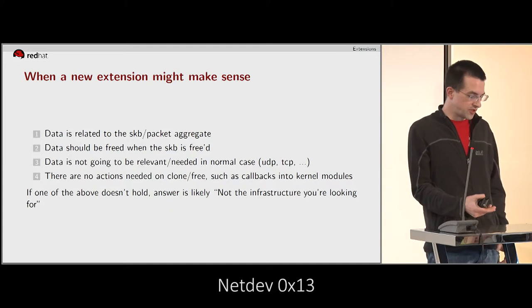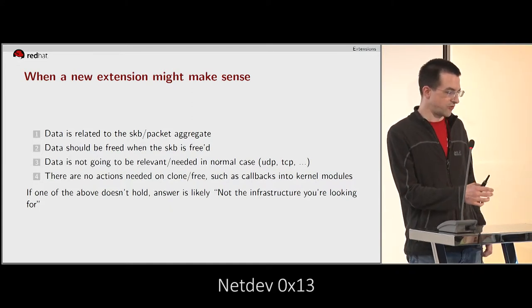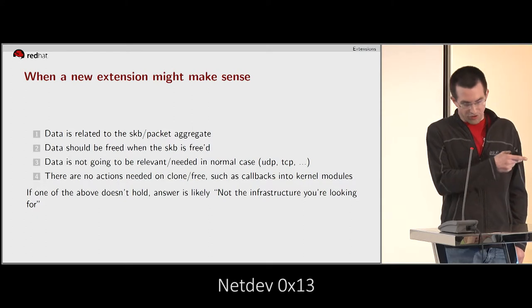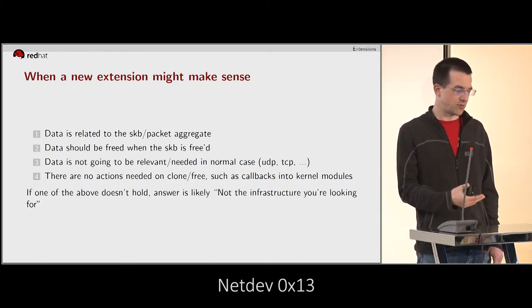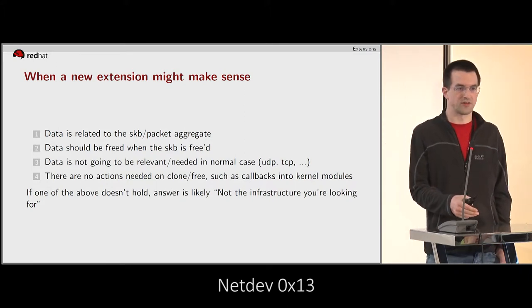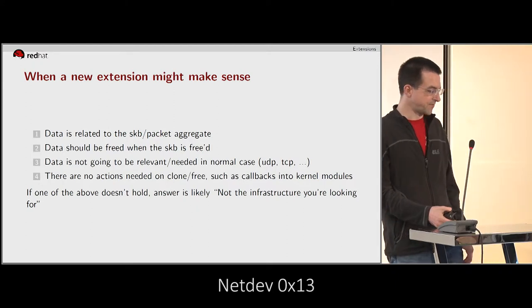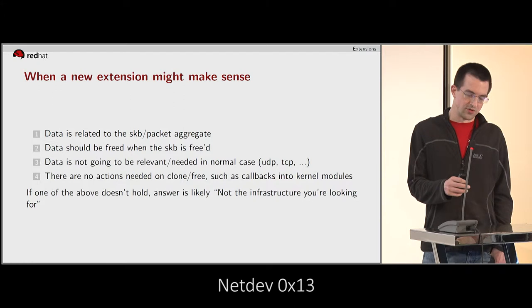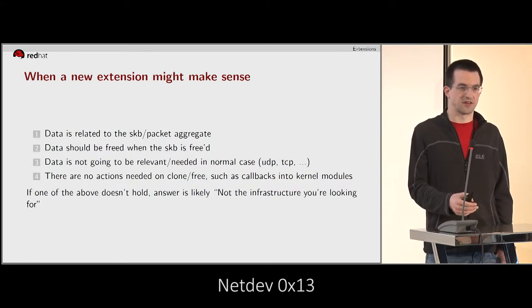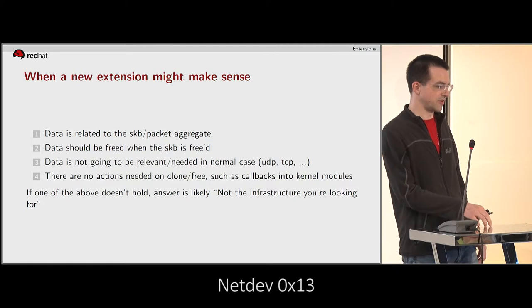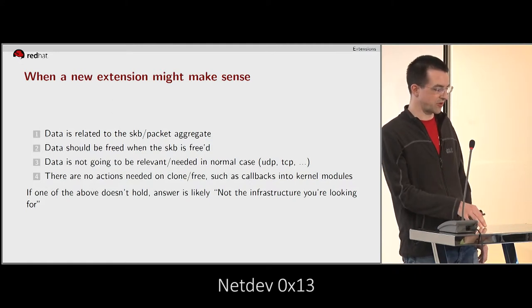Secondly, the data should be freed when the SKB is freed. So any resource that exists for longer than the SKB lifetime doesn't make sense. And very important is that it should not be in the normal case. If you have a use case that is so important that it will be allocated for every packet on every Linux box out there, then using SKB extensions makes no sense, because as soon as that happens, everyone will pay an extra allocation penalty, and we don't want that. And if your use case requires fancy actions on destruction, like calling into kernel modules, then it's probably also not a good idea to use this, because I would prefer to keep this very simple and not add any infrastructure for dynamic destructors and whatnot.